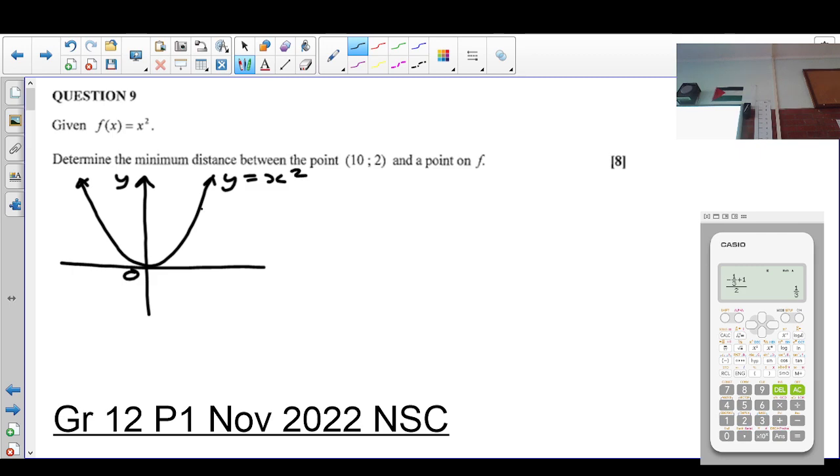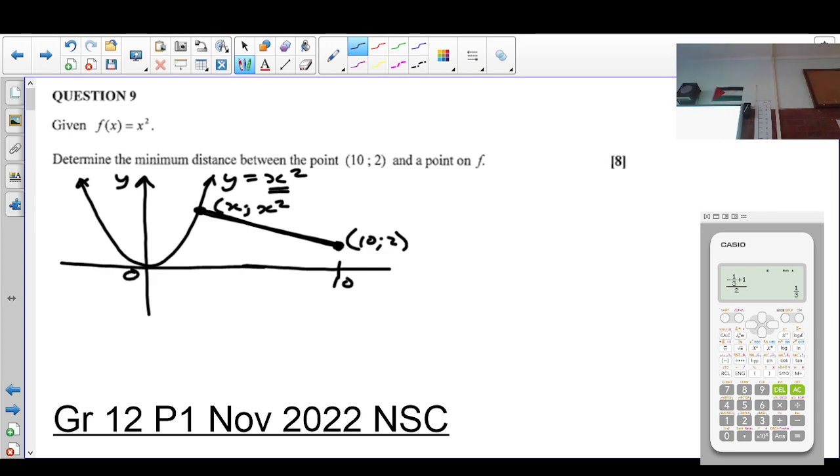So determine the minimum distance from there to the point (10; 2). Any point on here, a variable point, they want you to find that minimum distance. So on this graph here, we'll call that x, and what's the corresponding y value for that point? y, which is x squared. Not so? What is y? Simply x squared. So they want you to find the minimum distance between those 2 points.